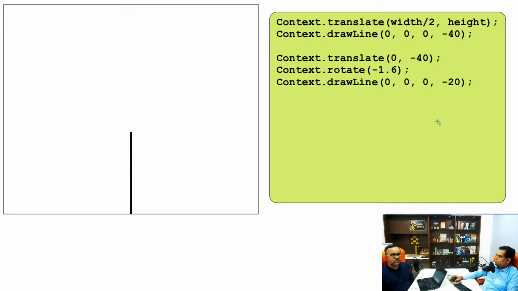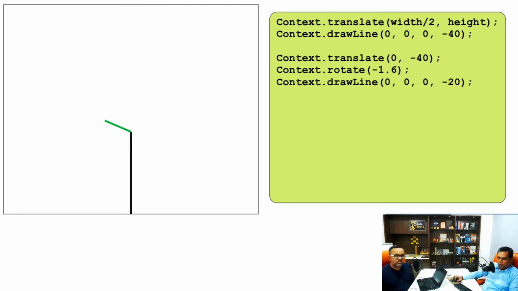Let's add another piece of code to it. I say context.translate 0, 40. Remember, we drew this line to 0, 40. So I'm saying that now that has become the new 0 point of the context. I say rotate the context by minus 1.6. And then I say draw a line of size minus 20 from 0, 0. So you have rotated to the left, and now what will happen is that it will look like this. This green line has now been drawn.